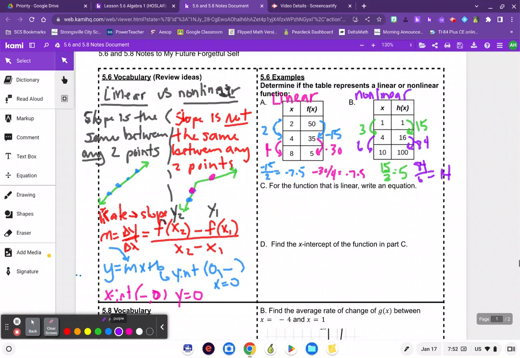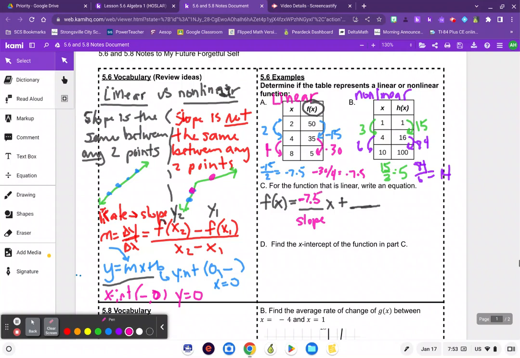So now my job is to write the function for the function that is linear, which is the A table, write an equation. And so again, my job is to write an equation in that y equals mx plus b. Only it was f function. So I'm going to say f of x equals, and I need my mx plus b. So remember that m is my slope. We actually calculated that slope. It was the same between all sets of points, negative 7.5.